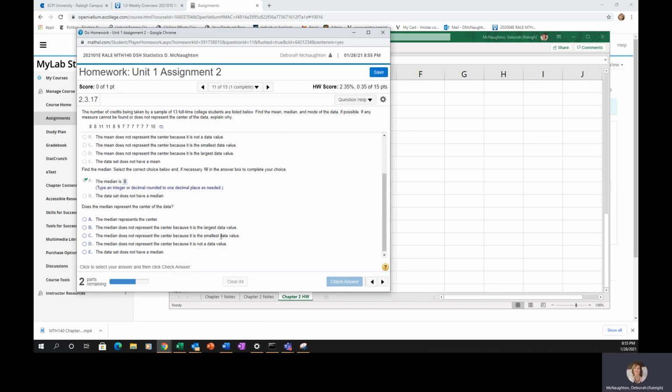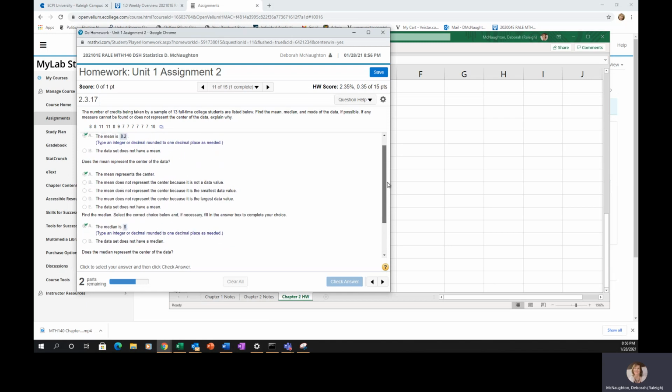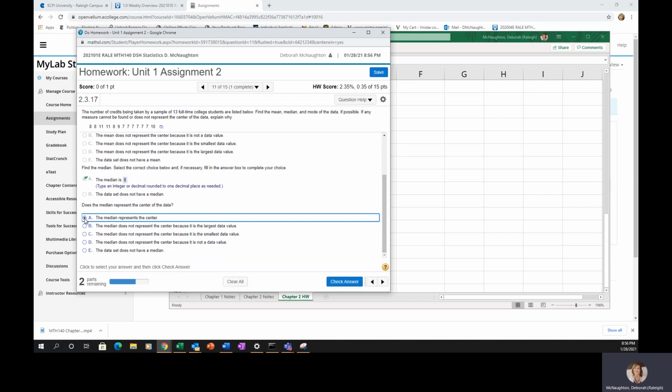Okay, and then it says, does the median represent the data? So you notice the mean was 8.2, the median is 8, but they both represent the data, the center of the data.